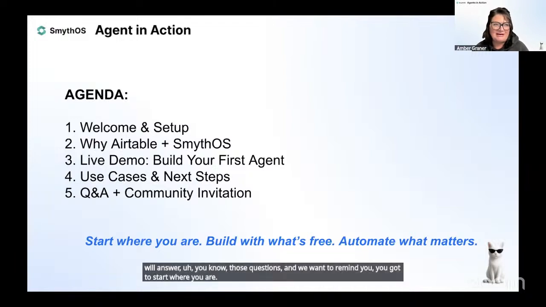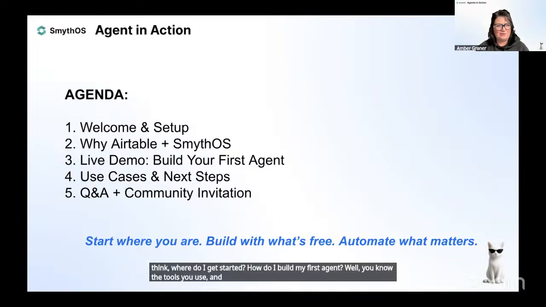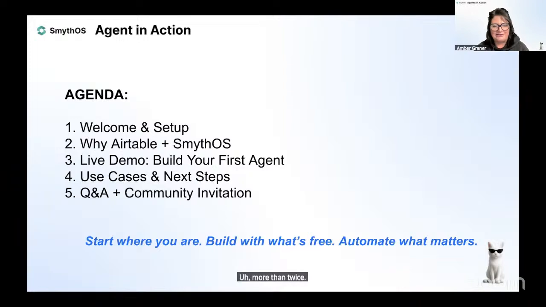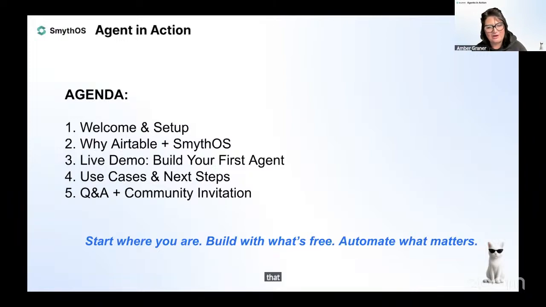You've got to start where you are. Many people think, where do I get started? How do I build my first agent? Well, you know the tools you use, and you know what you have to do more than once or maybe twice. There's a saying in open source: if you have to do the same thing more than twice, you need a script for it. In our case, if you've got to do the same thing more than twice, maybe you need an agent to do it. So start where you are, build with what's free, automate what matters, and go from there.